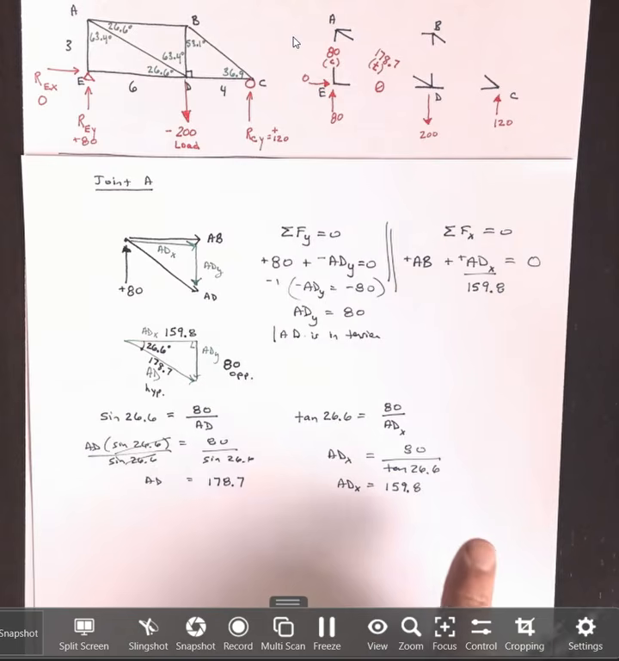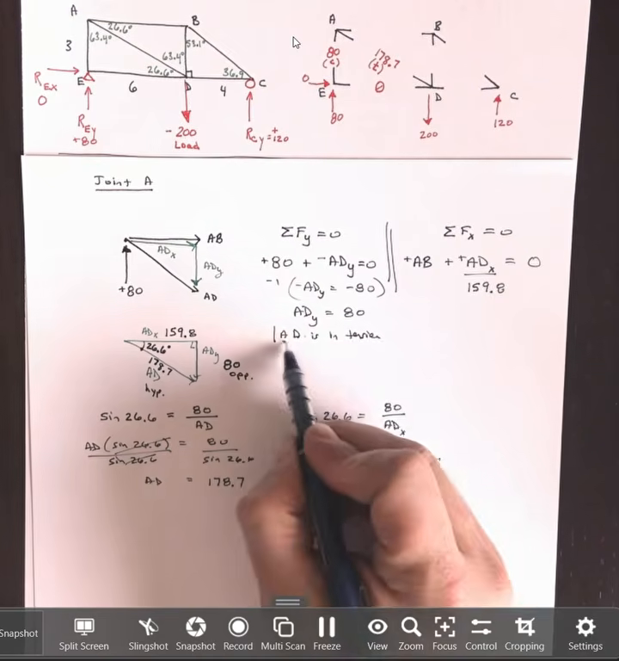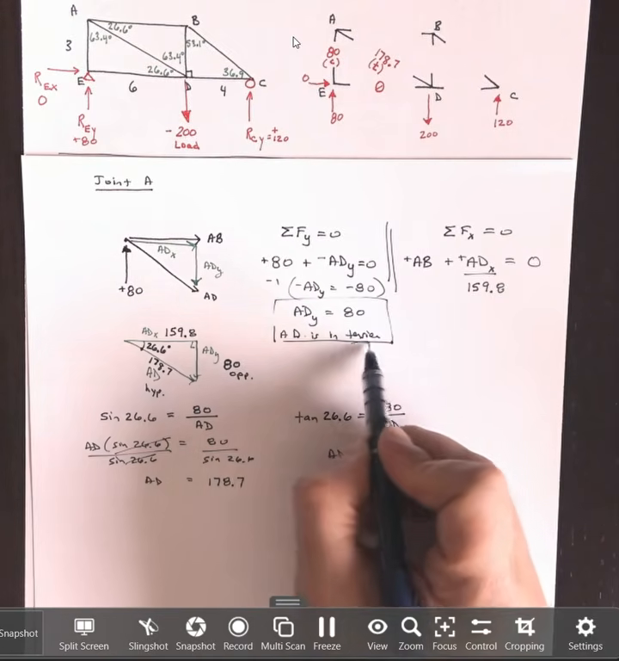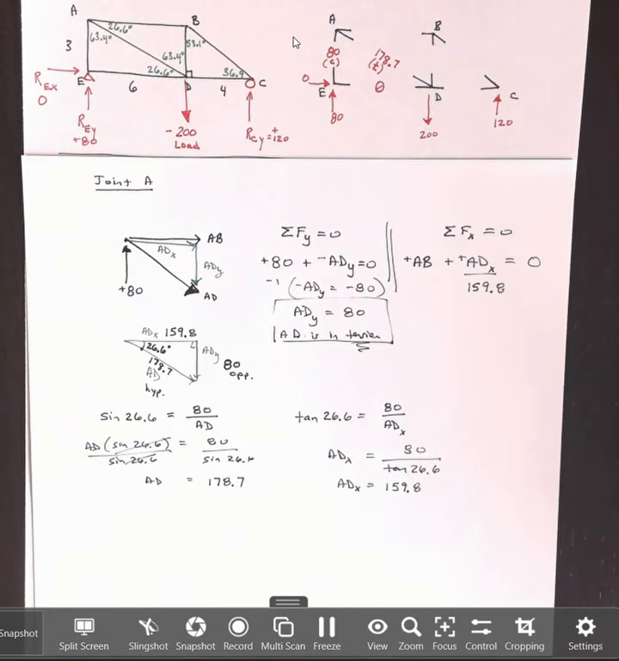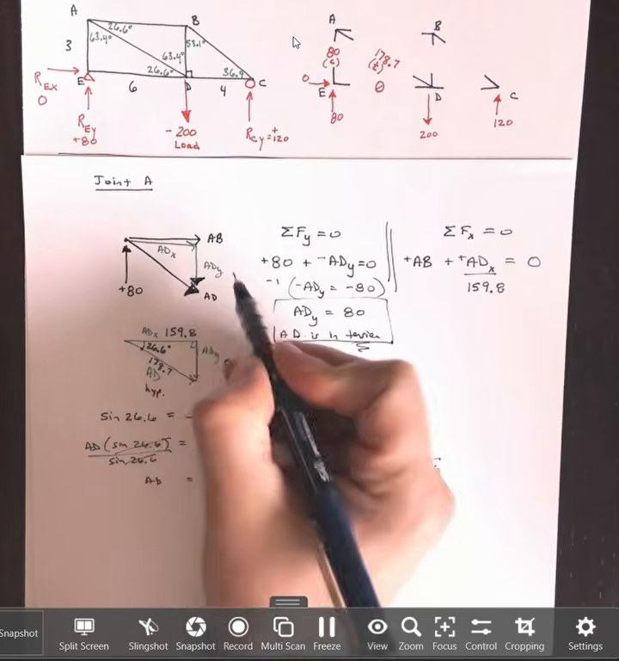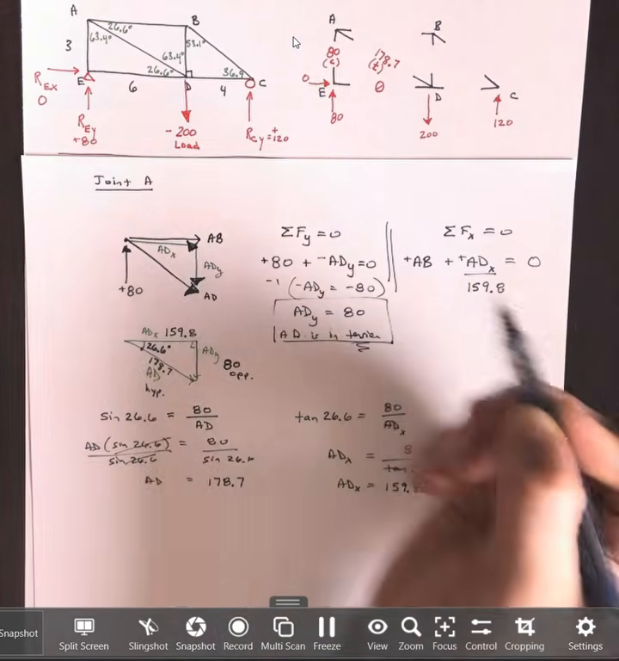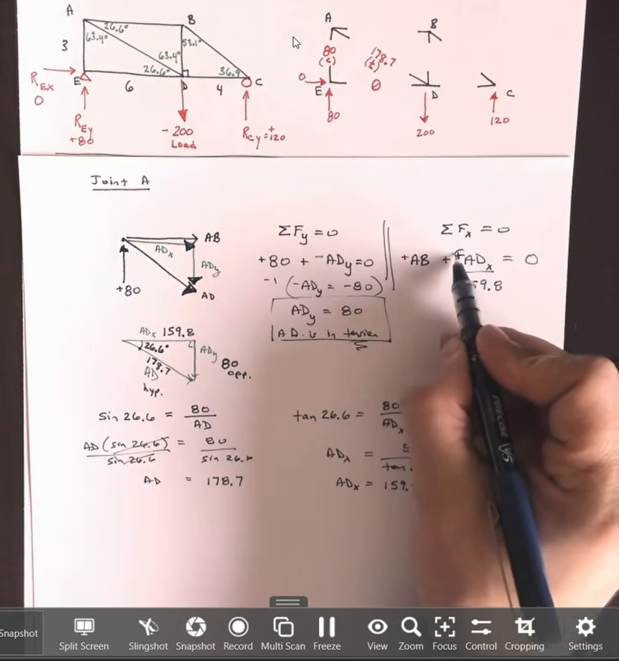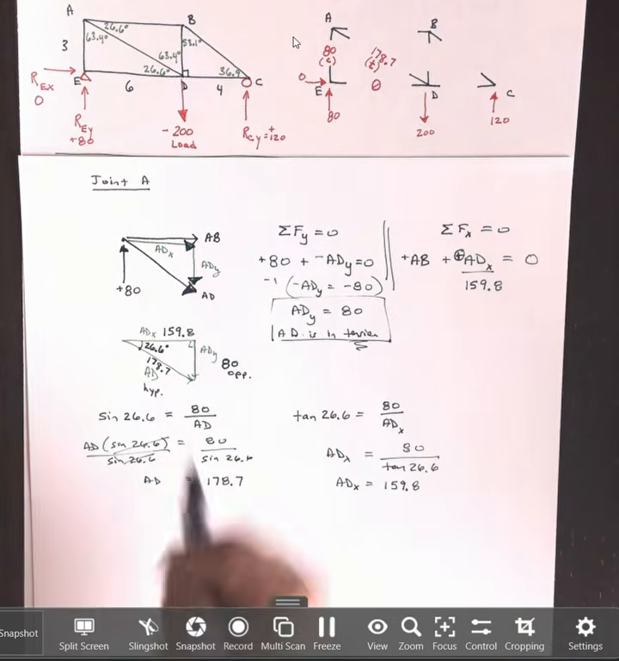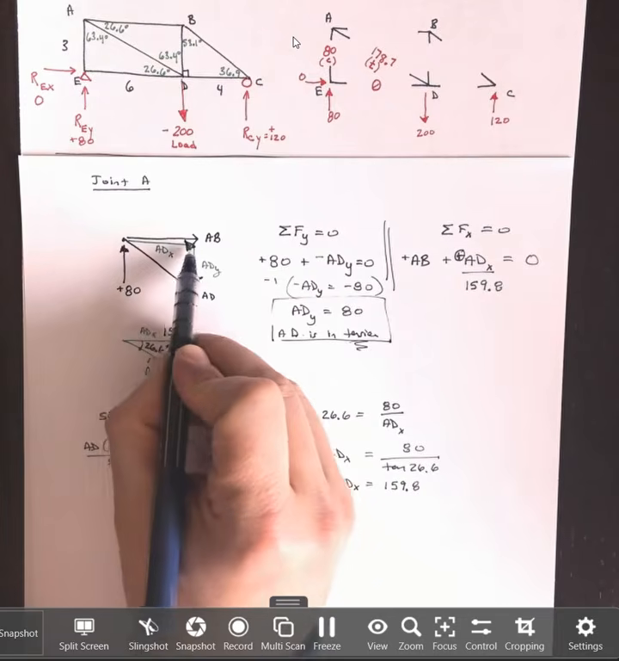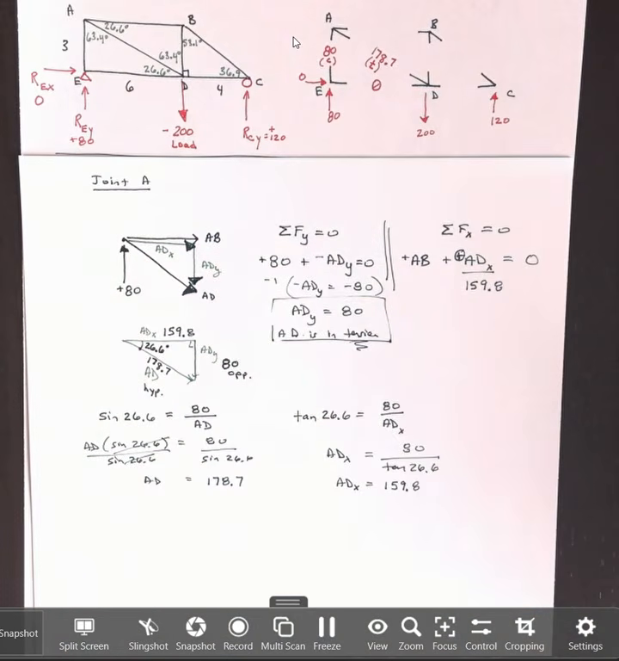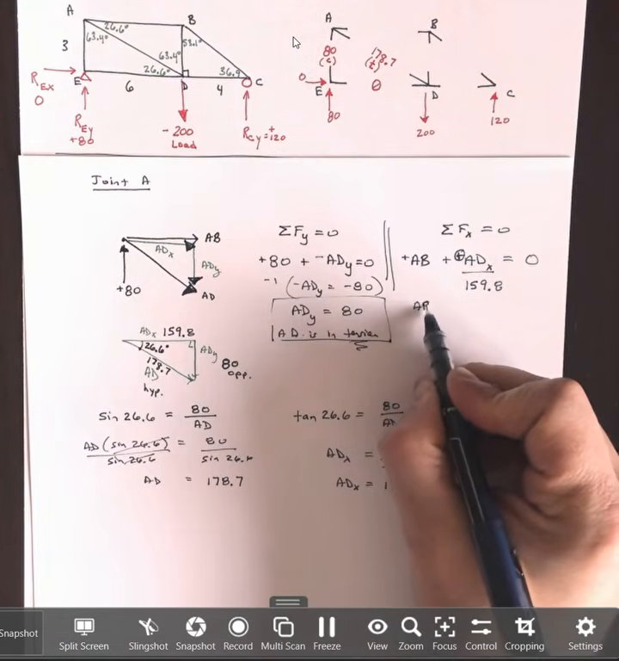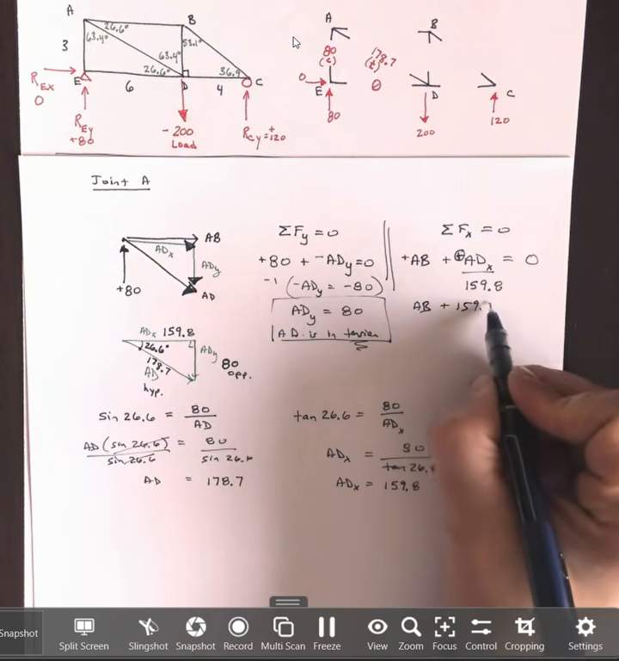Now remember, we found out that AD was in tension when we found ADY. That means we know AD's arrow was down and right, so the down is confirmed, and the right is confirmed. So we know that is positive. That is a known tension. Tension puts this right, and right is positive. So this is not assumed. The AB is assumed. So we have AB plus 159.8.